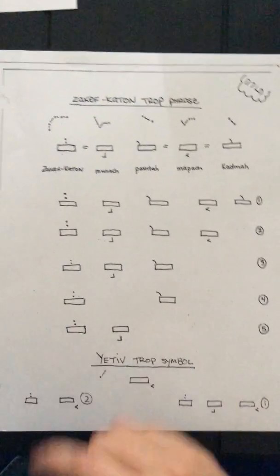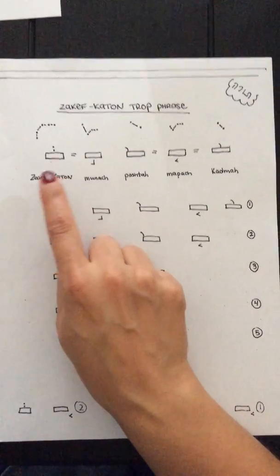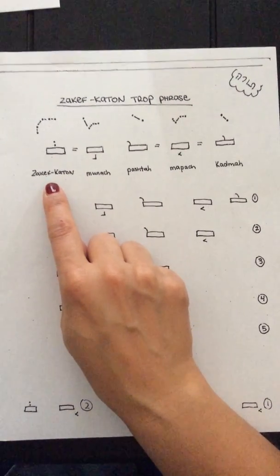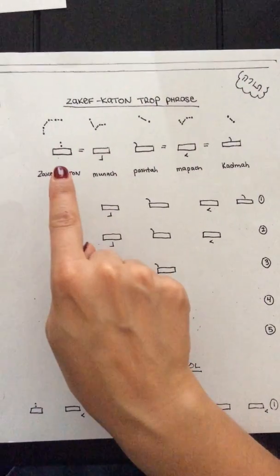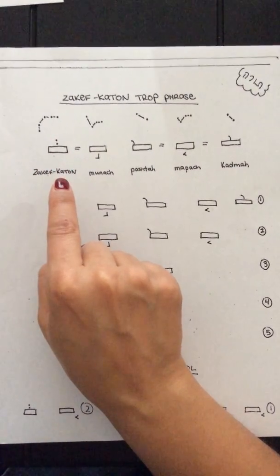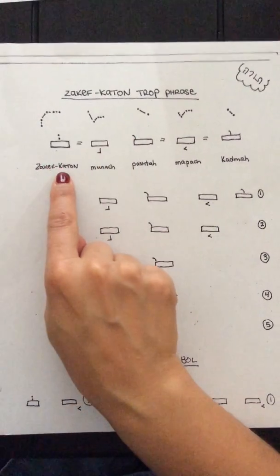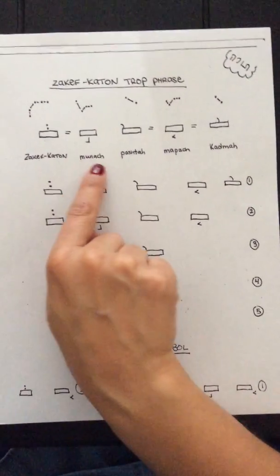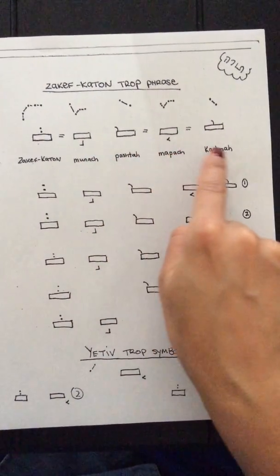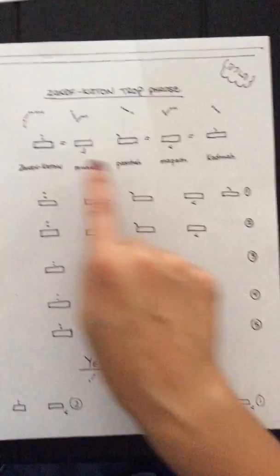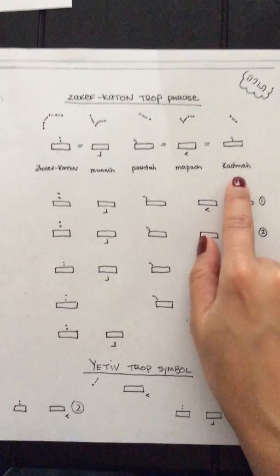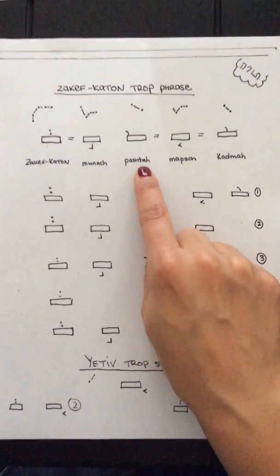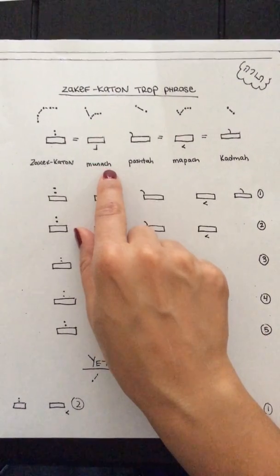I've dove a little too far down, but in any case, reviewing: the last trope of the family, when we're talking from right to left, is the head of the family, and therefore the name of the trope family is named after the head, which is Zakef Katon. Now we move backwards and we see that we have 4 family members in addition to the head. So we call them Kadma, Mapach, Pashta, Munach.